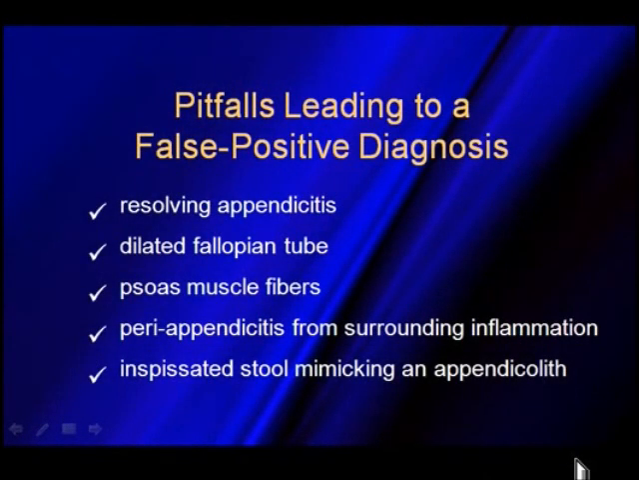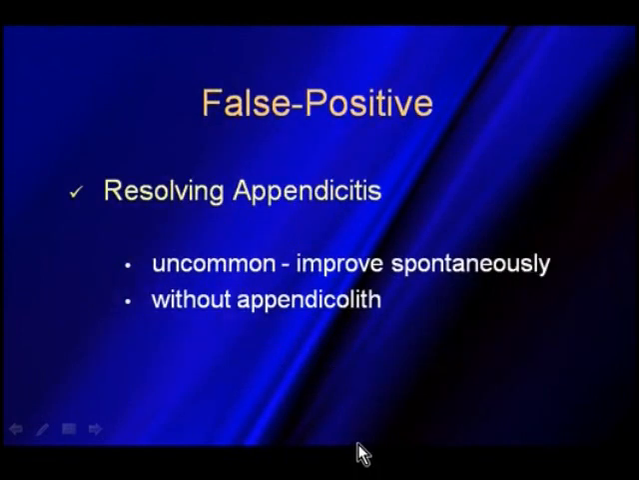Now, what are some pitfalls that can lead to a diagnosis of a false positive? Resolving appendicitis. If you have a dilated fallopian tube and you mistake that for being the appendix, if you accidentally mistake the psoas muscle, and you're like, how on earth can you do that? But I've actually seen where this was done before. If you mistake periappendicitis from other surrounding inflammatory processes, and we'll talk about that, or if somebody mistakes stool and assumes that it's an appendicolith when you're scanning over the cecum.